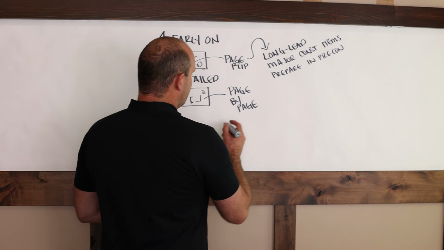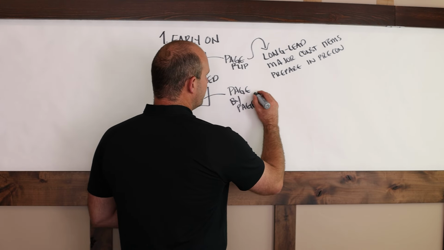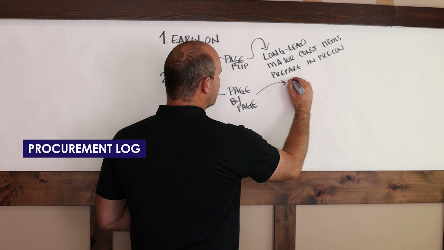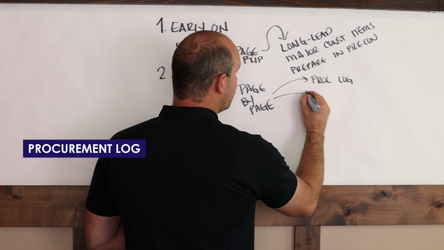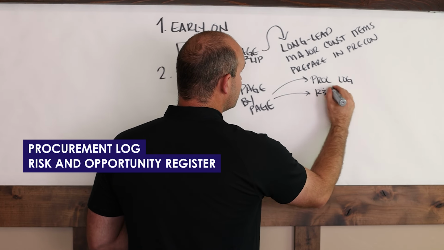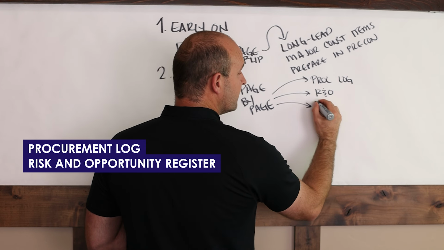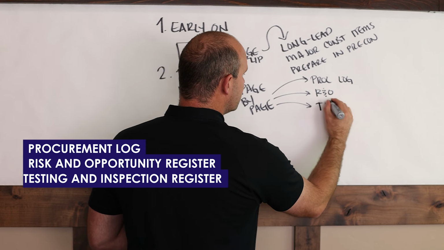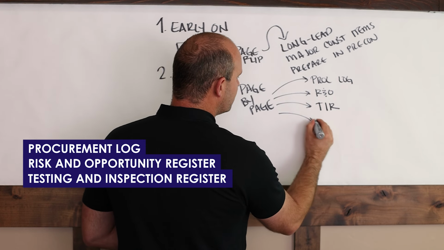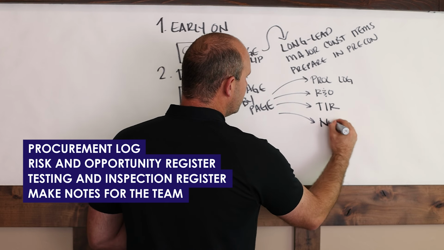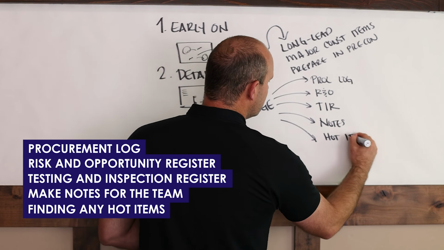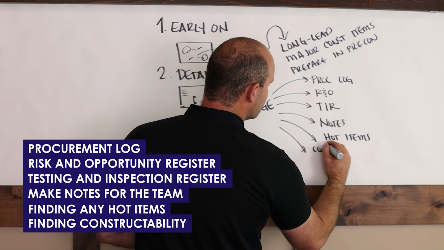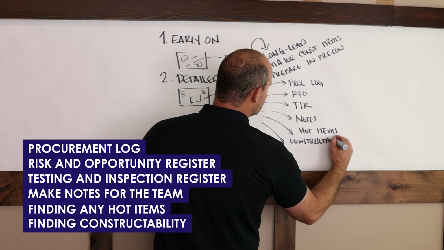But this is basically where you're doing a detailed review and you're trying to fill out your procurement log. Oh my gosh, this is such a good video. You're trying to fill out your risk and opportunity register. You're trying to fill out your testing and inspection register. You're trying to make notes for the team. You're finding any hot items. You're looking for constructability, right? This is really hard.